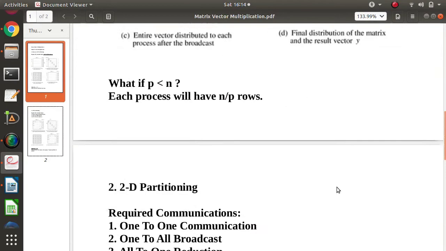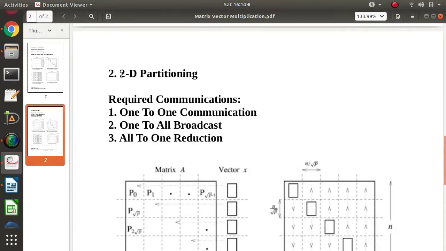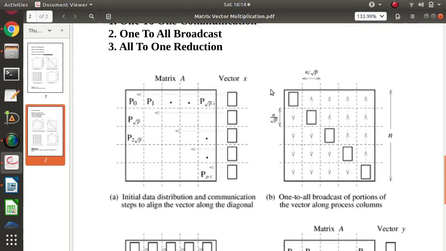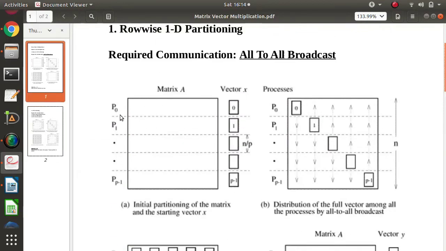Now the second technique is 2D partitioning. Now see how 2D partitioning is done. In this case, this is an n by n matrix, and this is an n by 1 matrix, that is a vector. In the previous case, we allocated a complete row to one process, a complete row to one process.